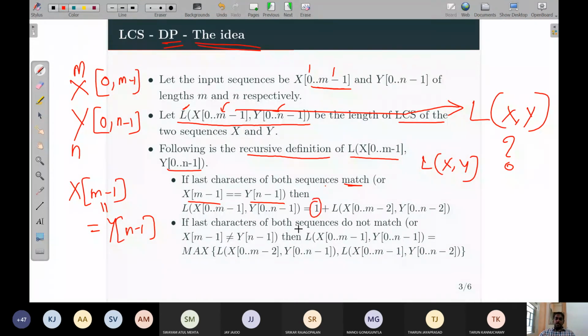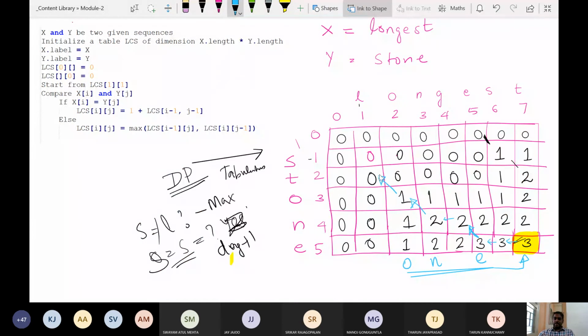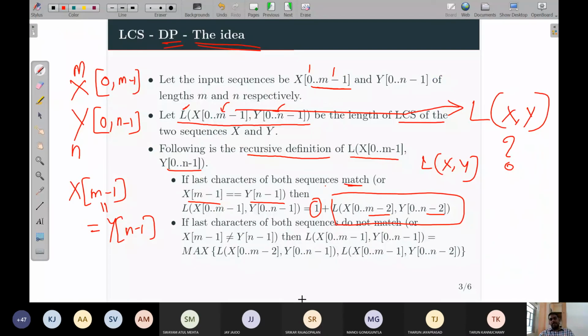One matching we got. Call the same function for x m minus 2, y n minus 2. So you have to decrement the row index by 1 as well as the column index by 1 simultaneously. That is why whenever we get a match, just like O and O a match, we will add 1 to the diagonal. This is the reason behind adding 1 to the diagonal. Whenever we get a match, so these last two are matching, you got the answer 1. Longest common subsequence length is 1.